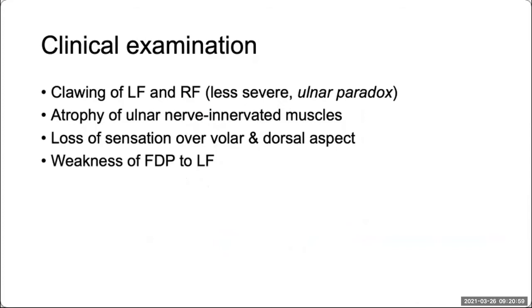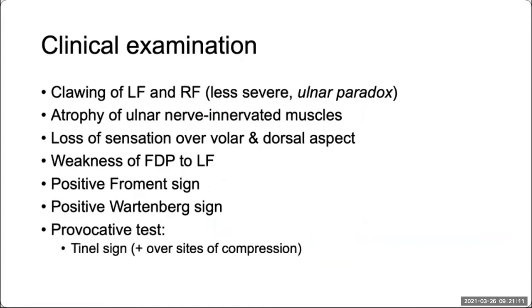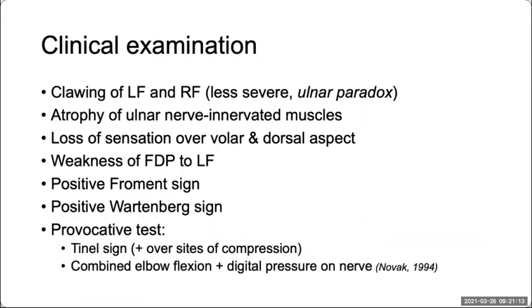Motor involvement leads to weakness of the little finger FDP, a positive Froment sign, and a positive Wartenberg sign. Provocative tests include a positive Tinel at the sites of compression. Combined elbow flexion and digital compression is highly sensitive.